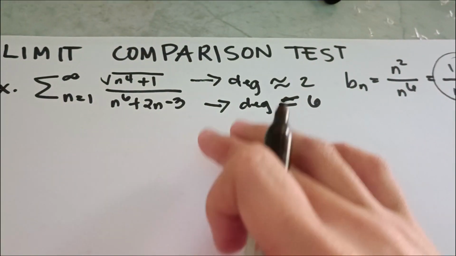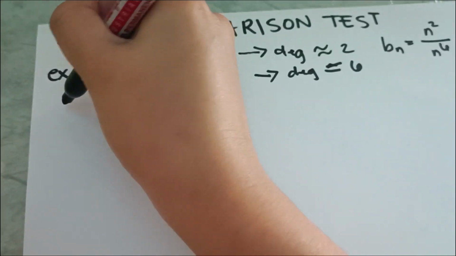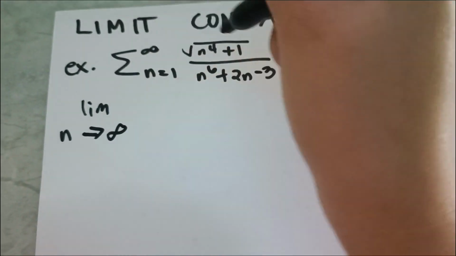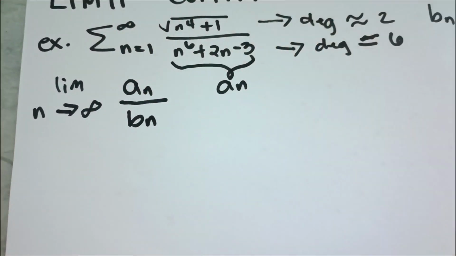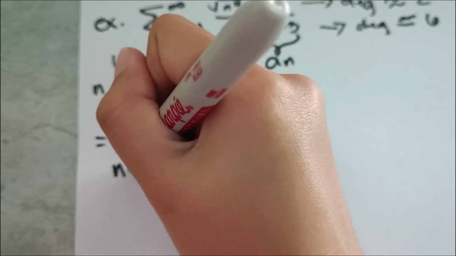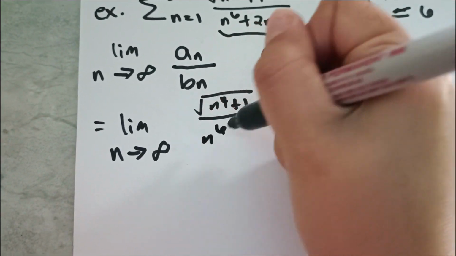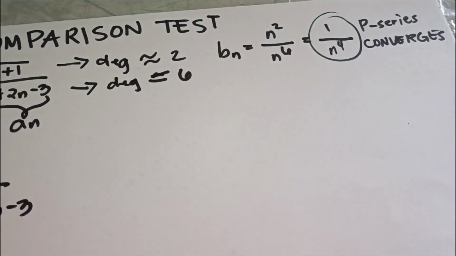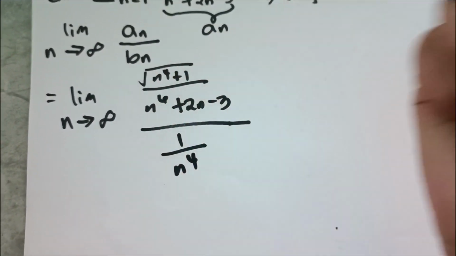Let's test if the limit of this one using limit comparison test also converges. Our limit is as n approaches infinity of a sub n divided by b sub n. What is a sub n? This will become limit as n approaches infinity of square root of n raised to 4 plus 1 divided by n raised to 6 plus 2n minus 3, divided by b sub n, which is 1 over n raised to 4.